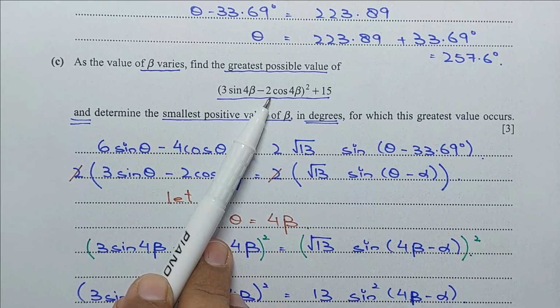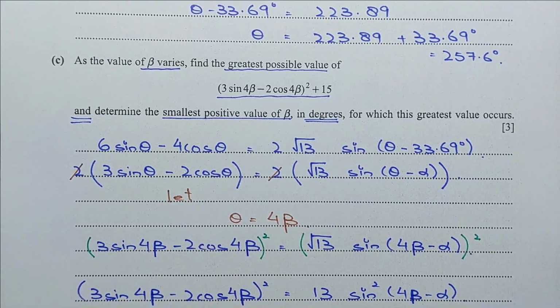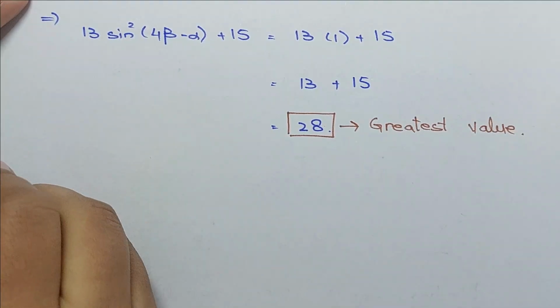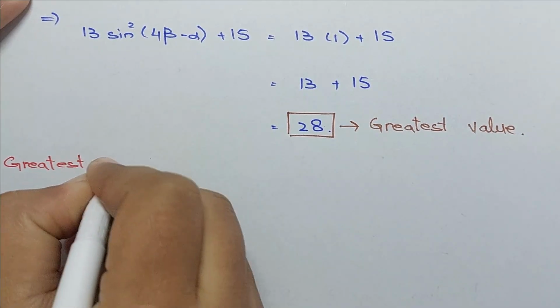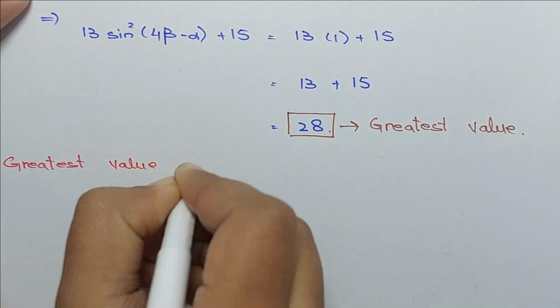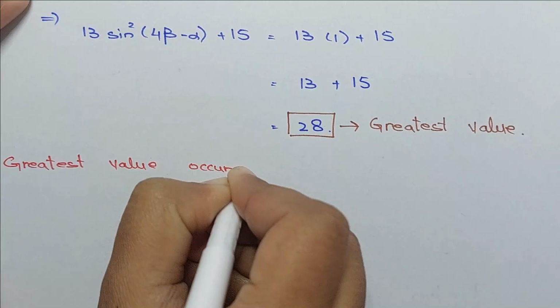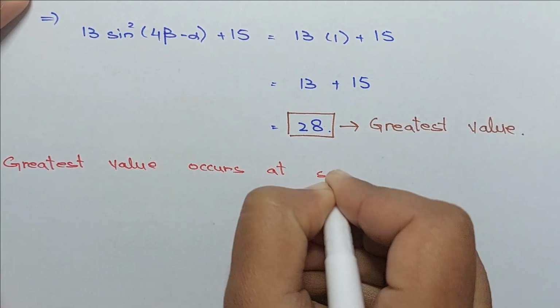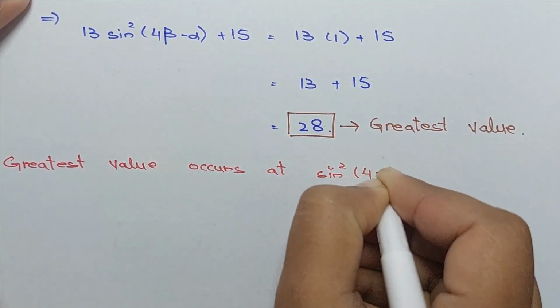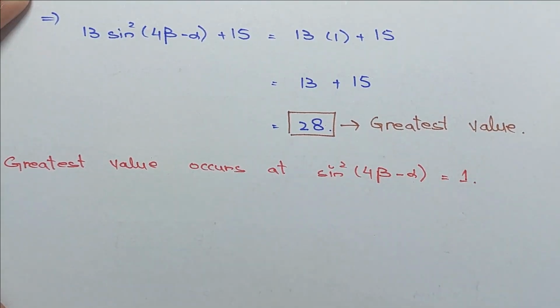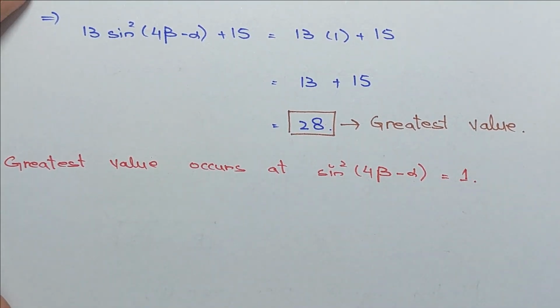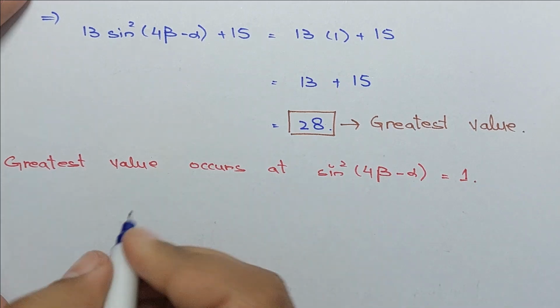So the greatest value occurs when the sine square is 1, right? So we need to figure out that value for beta, the smallest positive value. Now here we can say that the greatest value occurs at sine square of 4 beta minus alpha equals 1. At this point, the greatest value occurs. Now we have to solve for beta.